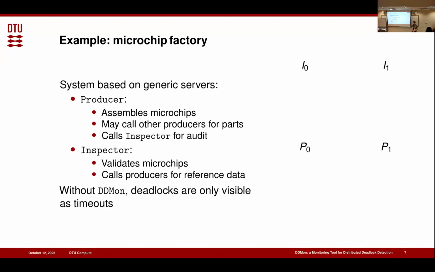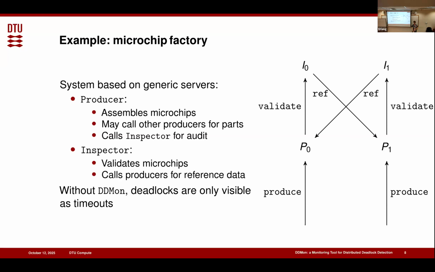If we take as an example a system with 2 producers and 2 inspectors, one can make a call to producer 0, which will then ask inspector 0 to validate its result, and I0 might ask P1 for its metadata reference. And they can receive responses to their calls, and a similar thing can happen in parallel. If, however, in the same scenario, these 2 things would happen in parallel, it's easy to see that they can call themselves, causing this cycle here, and they would not recover.